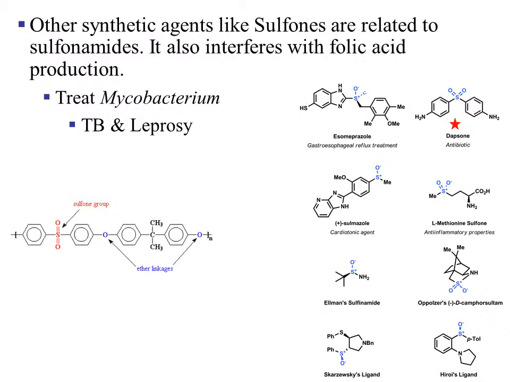Other synthetic agents like sulfones are related to sulfonamides. These sulfones will also interfere with folic acid production, therefore stopping DNA synthesis. The example is dapsone. That drug, if you look at it, has a sulfur containing unit. This drug is used to treat Mycobacterium, which is the active bacteria that causes tuberculosis and leprosy.